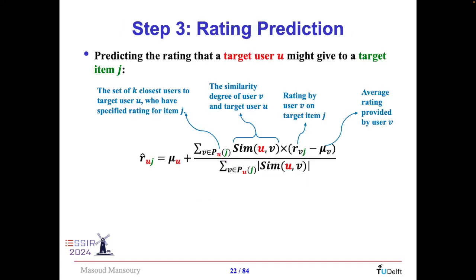The last step is rating prediction. We have the similarity values. We have the similar users. We have the degree of similarity between the neighbors and the target user, and now we need to compute the rating.